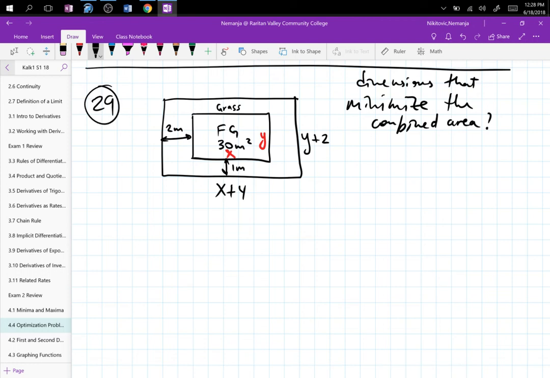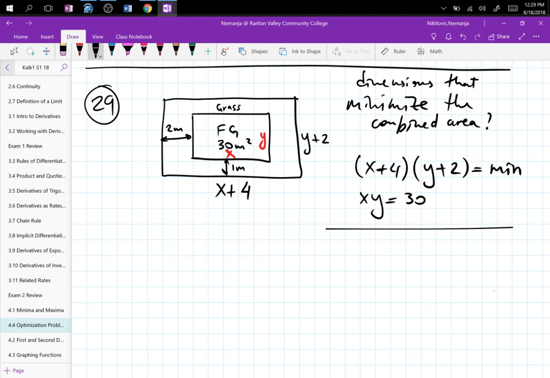We know that we want the outside area to be minimum. So x plus 4 times y plus 2 is minimum. That is our objective equation. And then for the constraint, they say the area of the inside is 30 meters squared. So how do I write that? Yes, it's area, xy. xy equals 30.